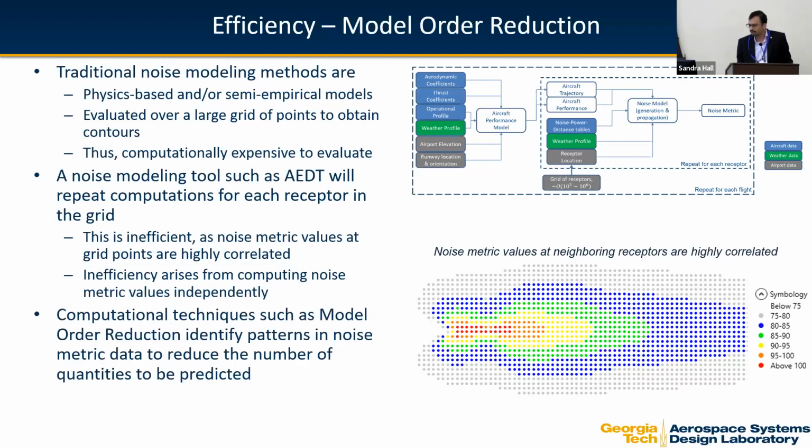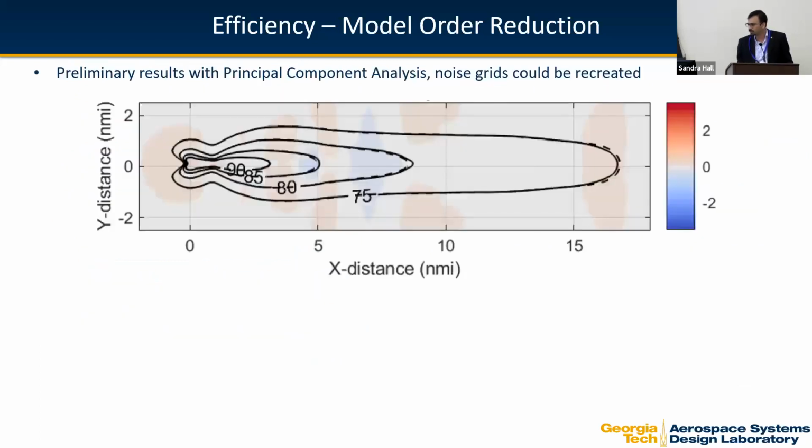So what we're looking at is to use that correlation to our advantage and reduce the number of quantities that you're actually predicting. This is called model order reduction. I won't go into too much of the technical details there, but we're using this class of reduction techniques to speed up our computation process.